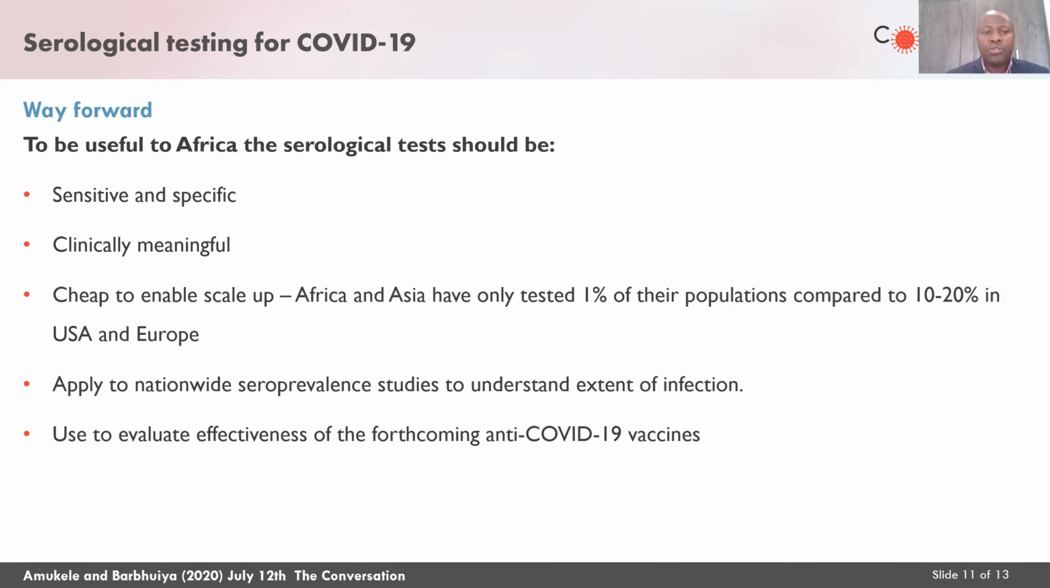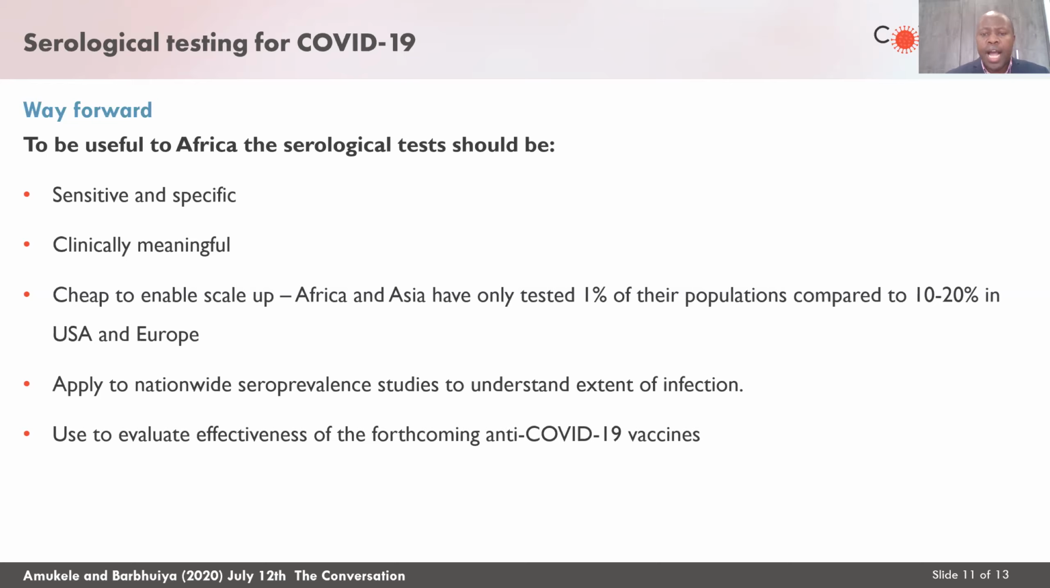So the way forward, to be useful in Africa, serological tests should be sensitive and specific. They should be clinically meaningful, because if something is not clinically meaningful, really, the test might be a waste of money. Cheap and able to scale up. So unfortunately, Africa and Asia have only tested 1% of their populations compared to 10 to 20% in Europe and USA. So we can also apply these serological tests for seroprevalence studies to understand the extent of infection.